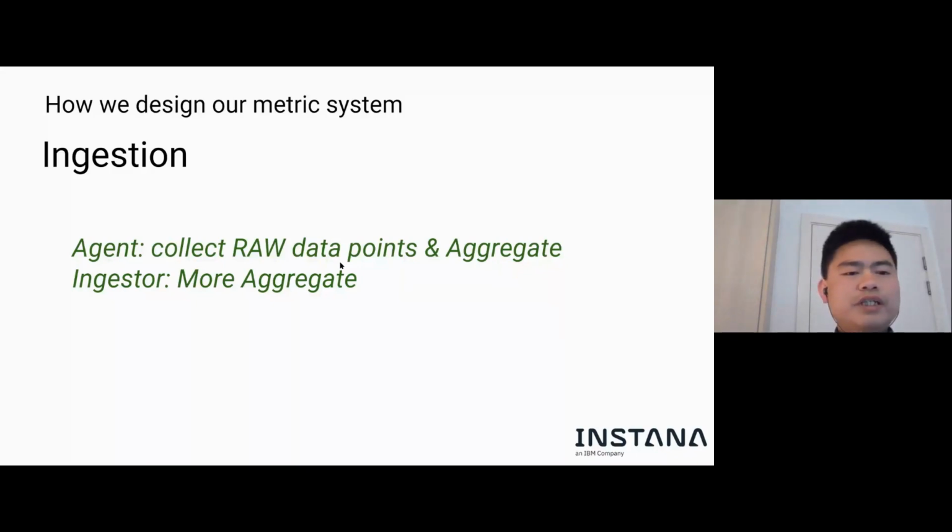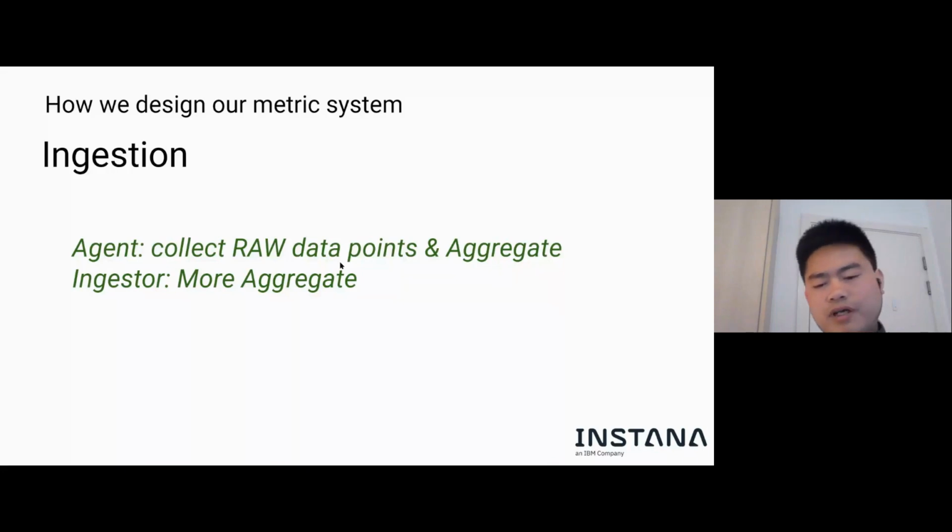So the ingestion part. Ingestion starts from the agent. The agent is the component that gets all of the raw data. In Instana we get many kinds of data. It's not only metrics, but logs and tracing, etc. Here we focus on metrics. So the agent collects metrics.